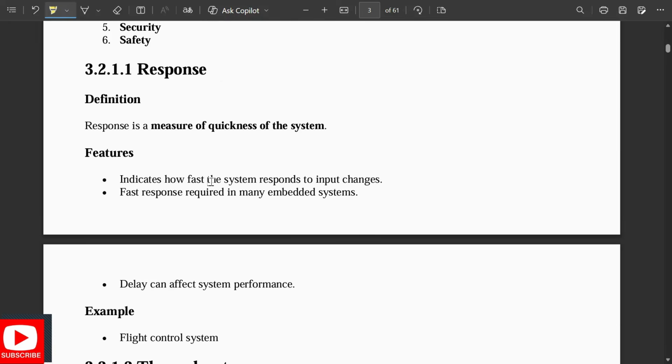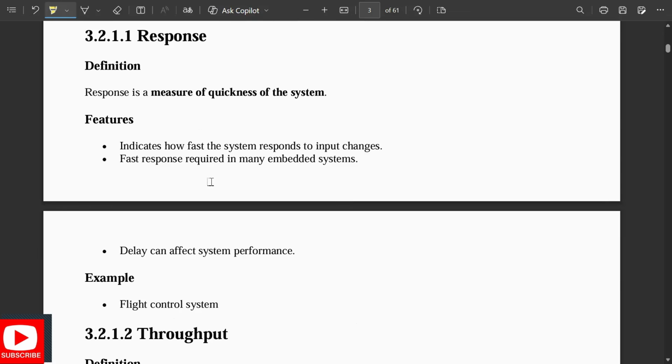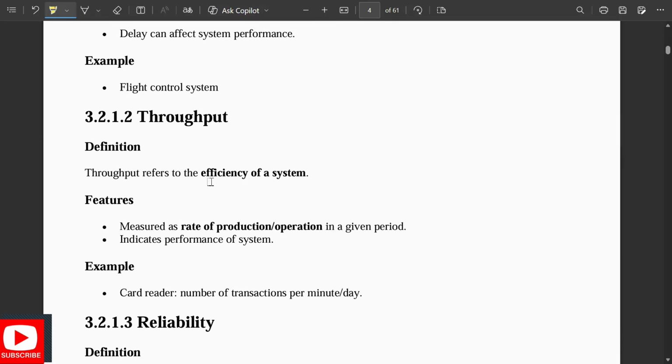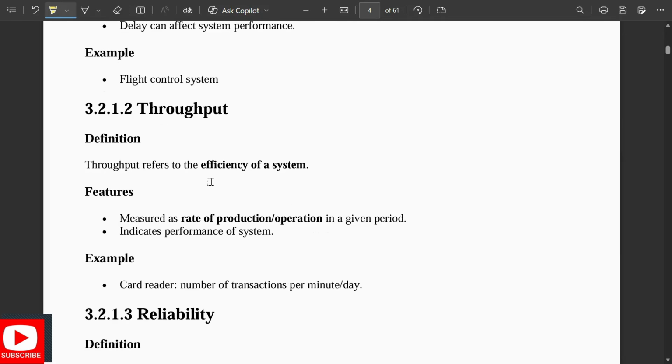Response is a measure of the quickness of the system. It is how fast the system will respond to the input changes that we provide. Fast response is required in many embedded systems for quick actions, so delay can affect the system performance. Example: flight control systems.